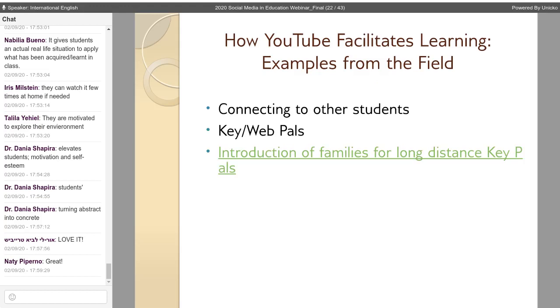Next, we can use YouTube to connect to other students or to produce short YouTube videos introducing your family as part of a long-distance Ski Pal project, or as part of a long-distance Web Pal project.